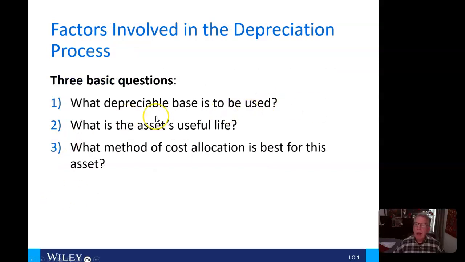Okay, factors involved in the depreciation process. There are 3 basic questions. What is the depreciable base, and what is the asset's useful life? And then finally, what method of cost allocation is best for this asset?